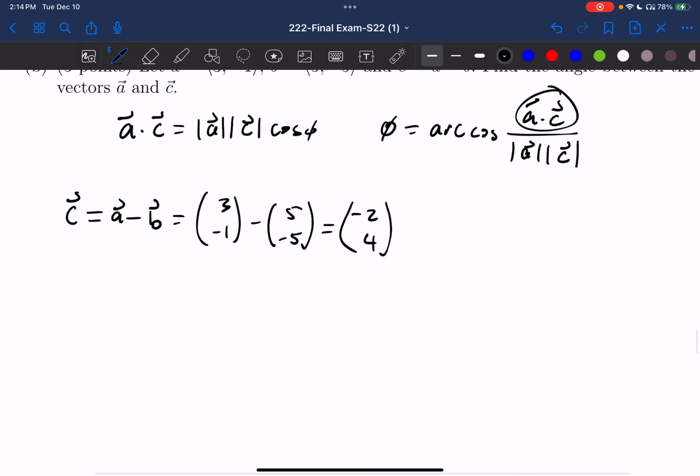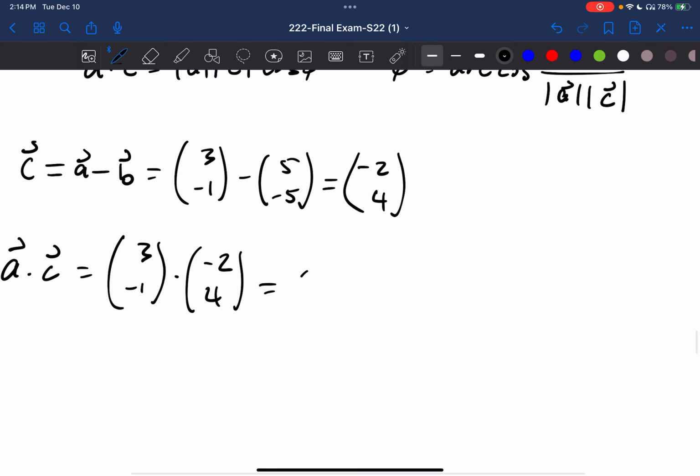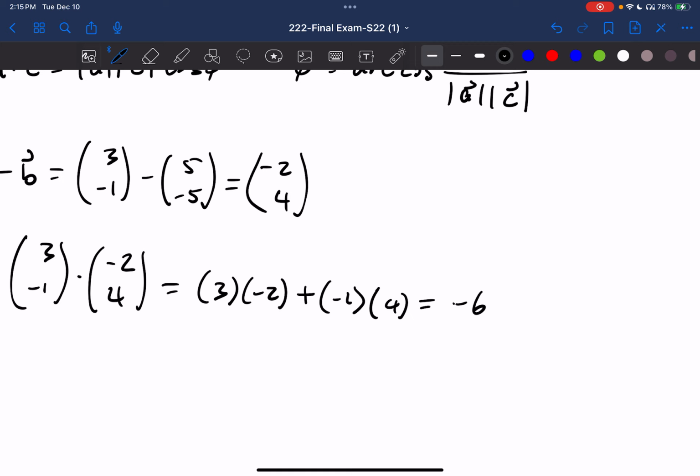Now, let's compute a dot c. A dot c will be equal to (3, -1) dot (-2, 4). This will be equal to 3 times negative 2 plus negative 1 times 4. This will be equal to negative 6 minus 4, which would be equal to negative 10.